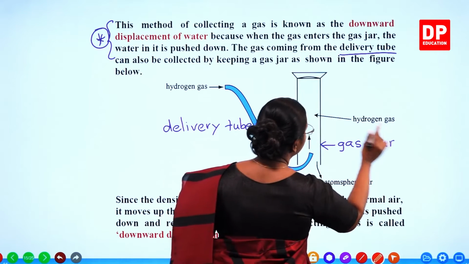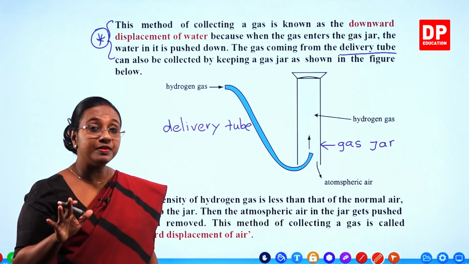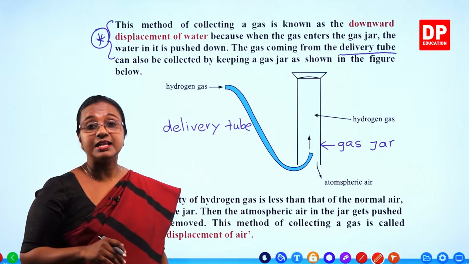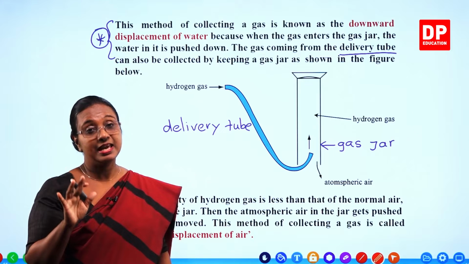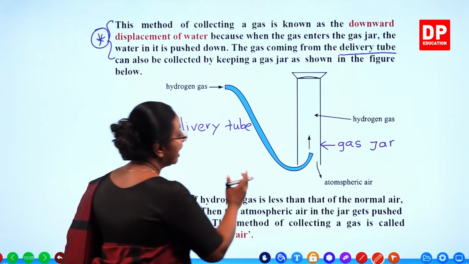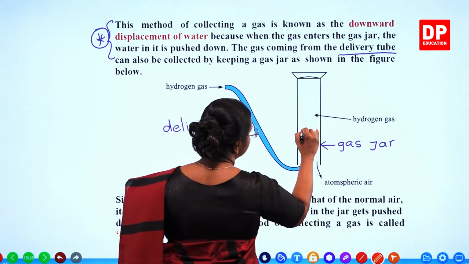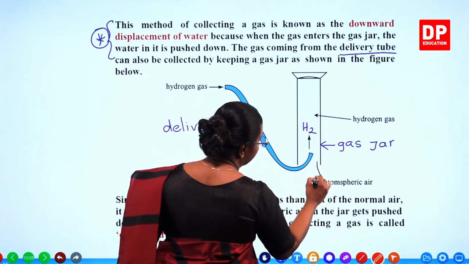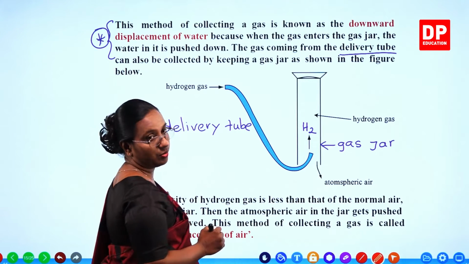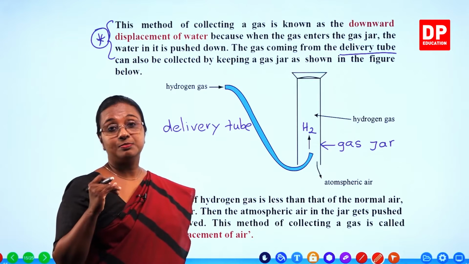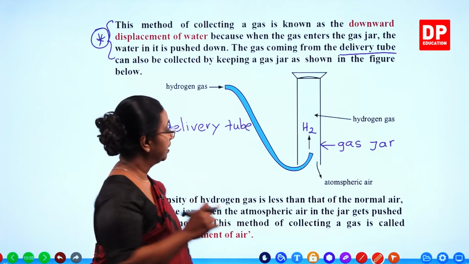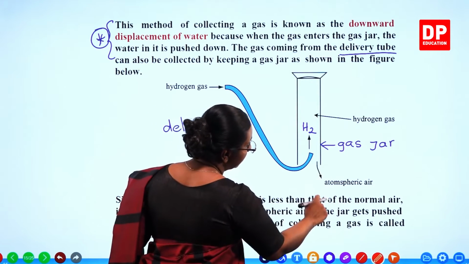No water, we don't fill it with water. If we don't fill it with water, you all know there is air inside it. But hydrogen is less dense than air. So because of that, hydrogen, H2, will go up and air will come down. So this is going to be the downward displacement of air. Hydrogen goes up, air comes down.